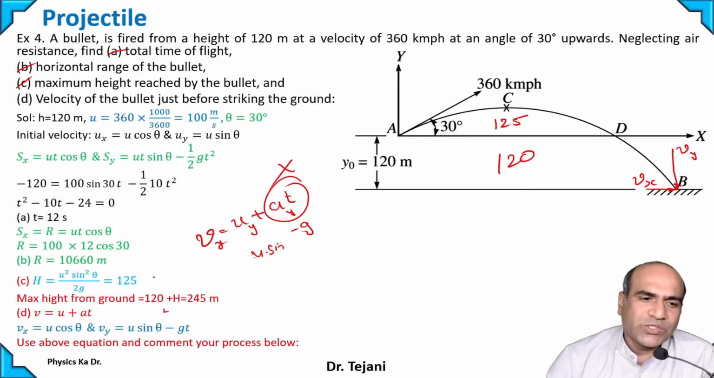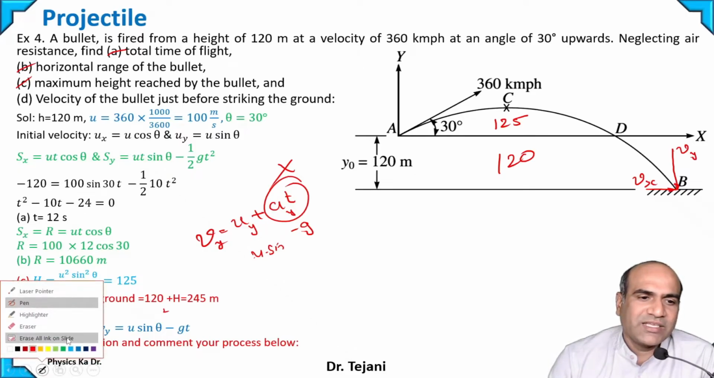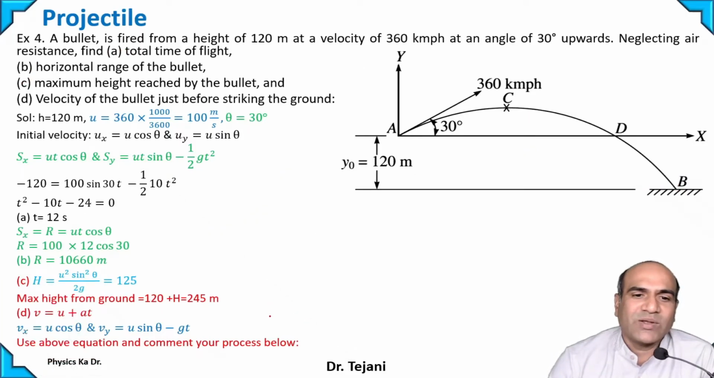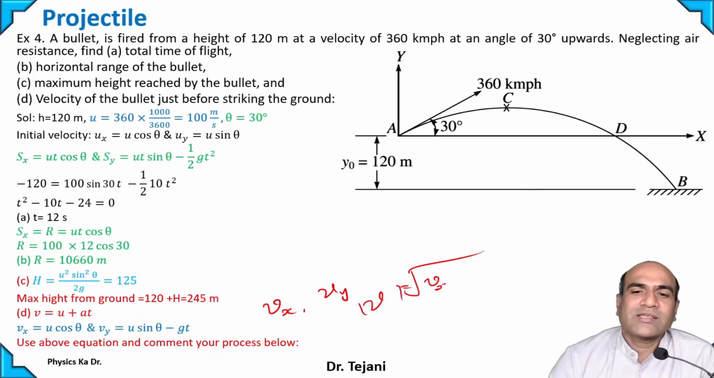So what you do here, I simply suggest that you get your answer, you get your Vx, Vy, then you take V as a mod, under root Vx square plus Vy square, and put your answer in the comment.